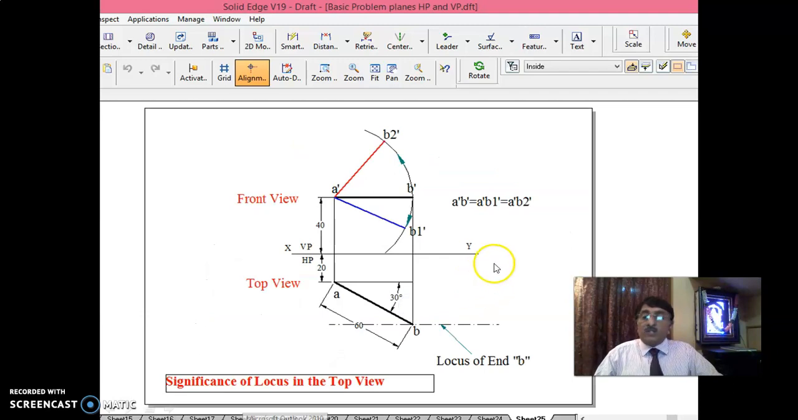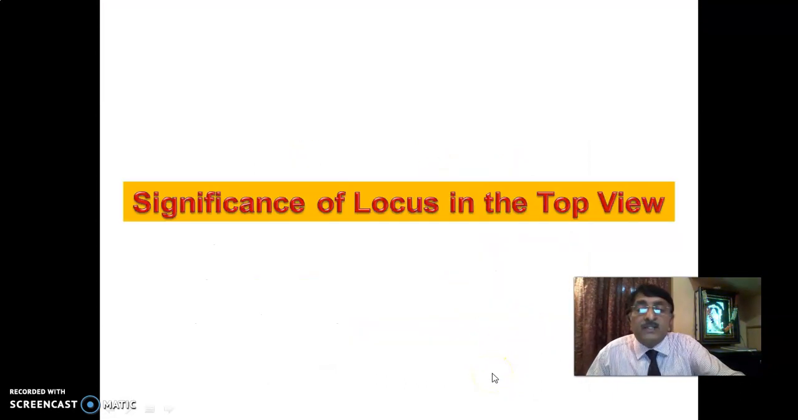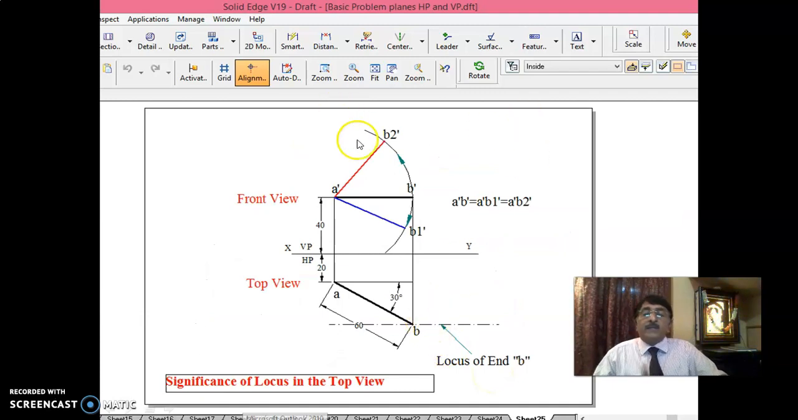Okay, significance of locus in the top view. Same thing you see here. As I've just now done, inclination 30. Now, see here, AB I have written at 30 degree, 20. A dash B dash is the corresponding front view. Just now we have done. This is A dash B dash. This is AB at 30. This is what I have done just now here. This is AB, A dash B dash. Okay, front view and top view we have done. Now, significance of the locus in the front view I have done.